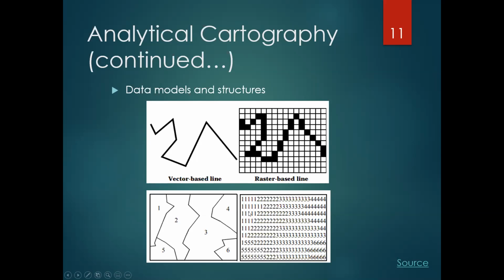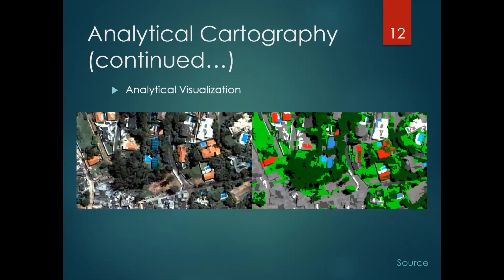Then we repeat this process. We give 2, 3, 4, 5, 6 these values to different cells to form different polygons using a raster model like this. Okay. So next, another topic very important in analytical cartography is called analytical visualization.